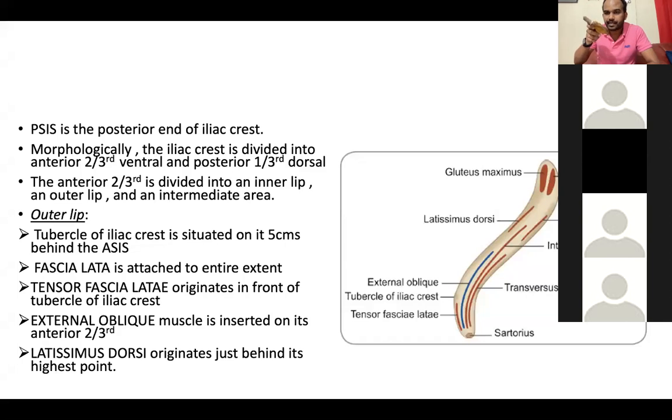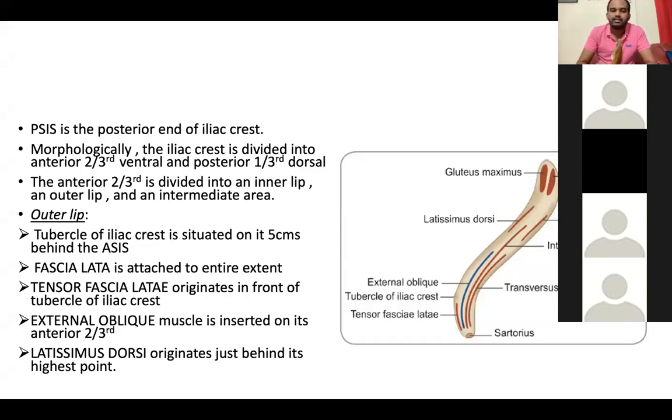Is it clear? Yes, sir. So this entire thing is anterior 2/3, and this part is posterior 1/3. This anterior 2/3 I'm explaining to you has an outer lip, an inner lip, and an intermediate area. The outer lip contains the tubercle of iliac crest, which is present about 5 centimeters behind the anterior superior iliac spine. This one.